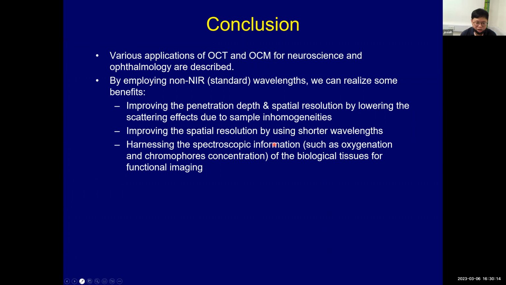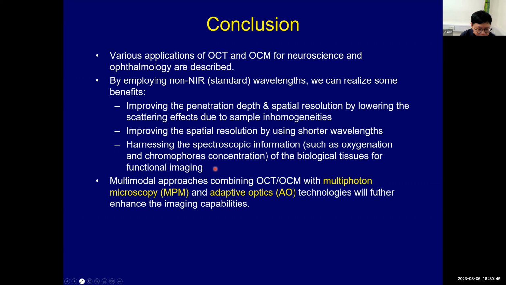For example, we can improve the penetration depth, and we can also improve the spatial resolution if we go to visible wavelengths. But most importantly, we can now get functional information from the tissue, because it used to be well known that OCT can only get structural information, but with some of these added techniques, we can now get functional information like flow and oxygenation.